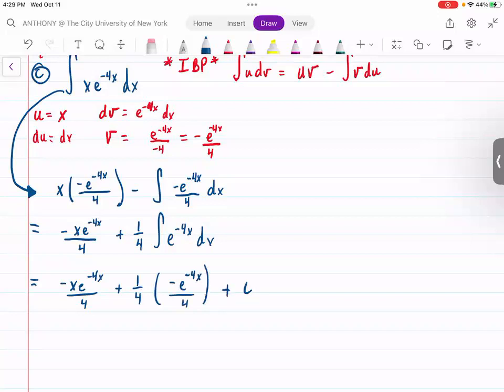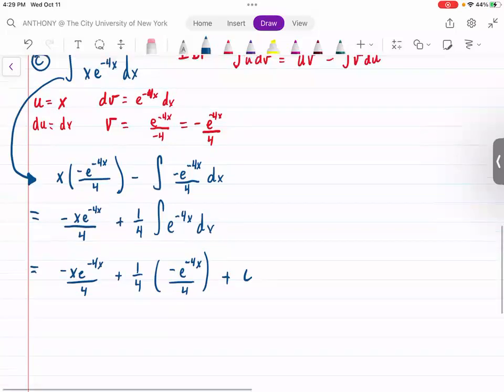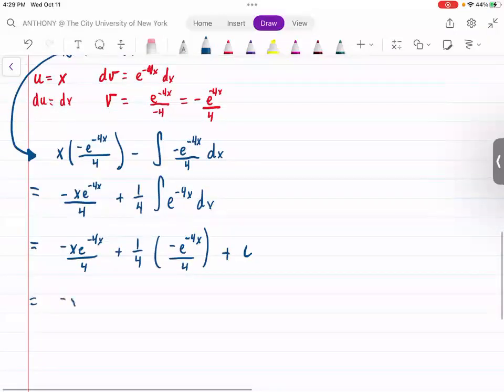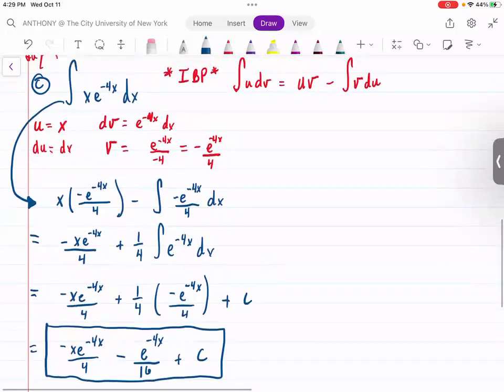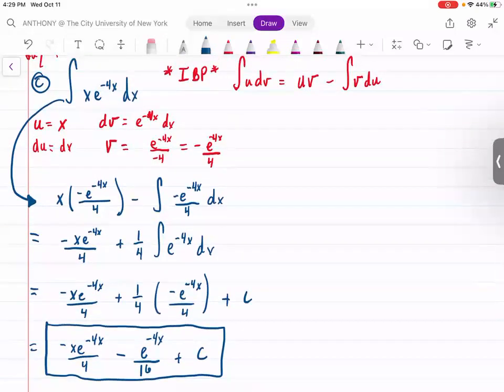You can clean up your answer just slightly here. You could take 1/4 and multiply it by negative 1/4. That'll give you negative 1/16. I'm just bringing down the first expression again, so you'll have minus e to the power of negative 4x over 16 plus c. And that will be my final answer. There are other ways of rewriting your final answer for this example, but this will suffice. Any questions? All good?